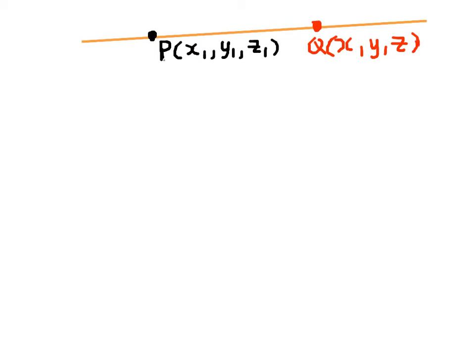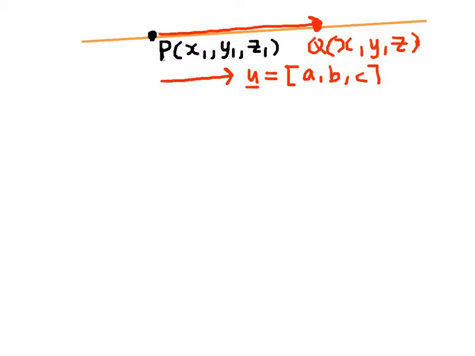And suppose there is another vector that is parallel to the straight line. Let's call that u, and u has the components a, b, c. Clearly this u is parallel to the vector PQ and also the straight line, of course. So we can express the vector PQ as a scalar t times u.